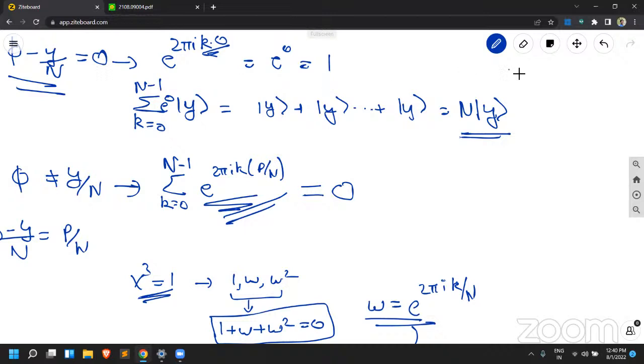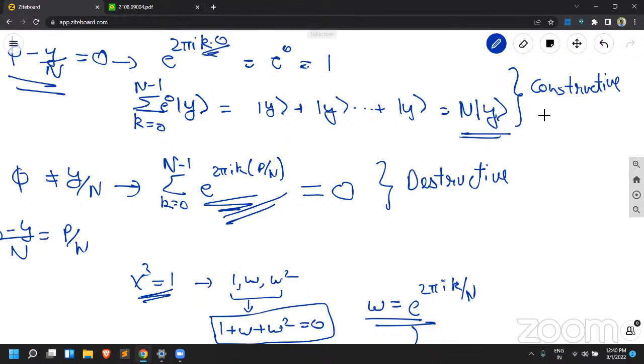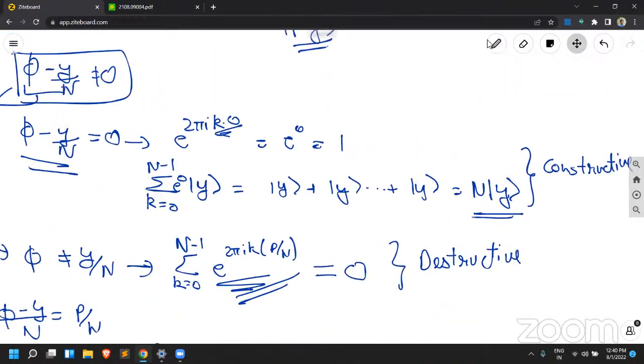So this, in terms of physics, is known as constructive interference, and this other thing is known as destructive interference. This is just the mathematics. In physics, when you're studying interference, you use these identities to get the destructive and constructive interference. So this n is nothing but 2 to the power n.